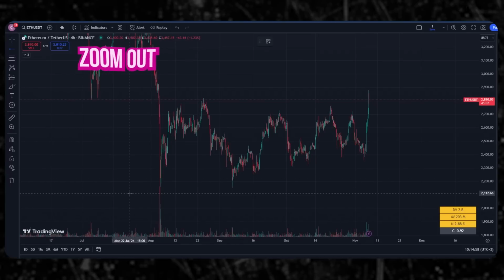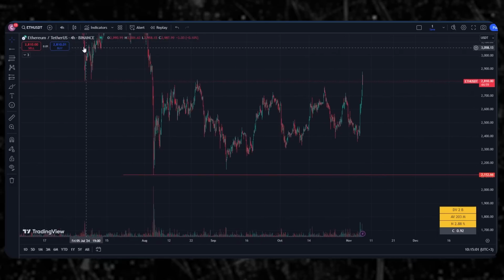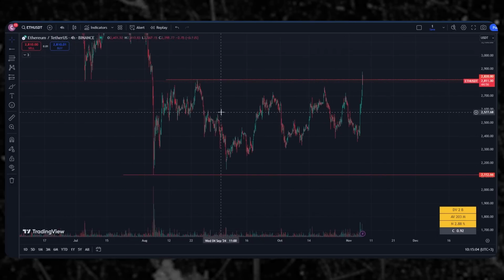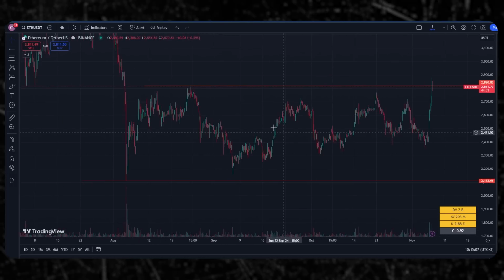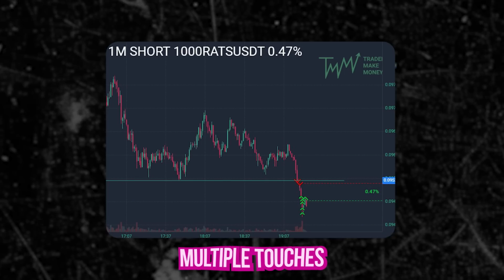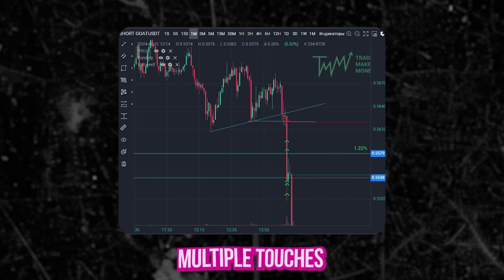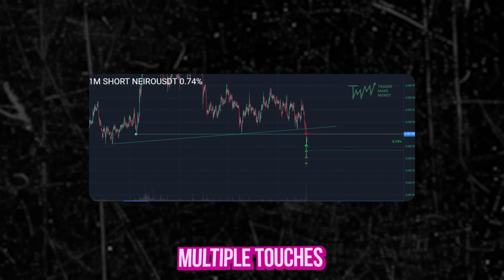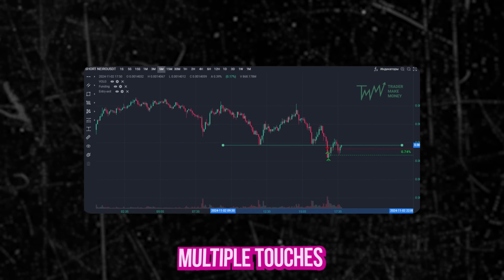Zoom out, look at the broader time frame, 4-hour, daily, or even weekly, to get a sense of where the price has stalled multiple times. Make sure the price has touched or approached the horizontal line at least 2 or 3 times. This increases the reliability of the breakout once it happens. For example, if you're trading BTC and you see the price repeatedly testing the $90,000 level as resistance without breaking it, that becomes a strong horizontal level to watch.